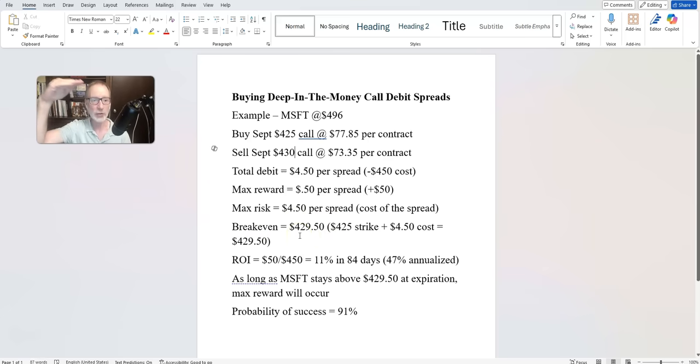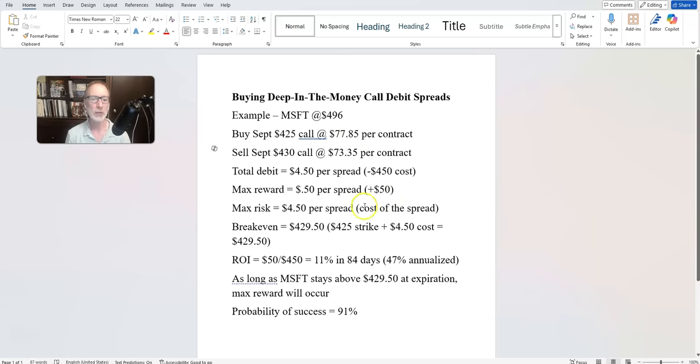Microsoft's already at $496. You only need Microsoft to be above $429.50. So you're well in the money, meaning you're almost guaranteed to make all the money in this trade, which is your $50 maximum, because all you need Microsoft to be at is $429.50. It's already at $496, so you have all this buffer. Even if Microsoft starts to fall, as long as it doesn't fall below $429.50, you will make the maximum reward on the trade, which is the $50.